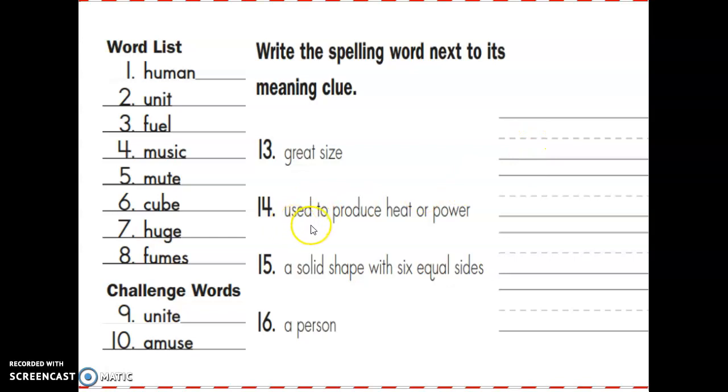Number 14 is used to produce heat or power. Which of these words means that it is used to produce heat or power? Number 15 is a solid shape with 6 equal sides. Choose from your word list, write it on the line. And number 16 is a person. Choose from the word list and write it on the line.